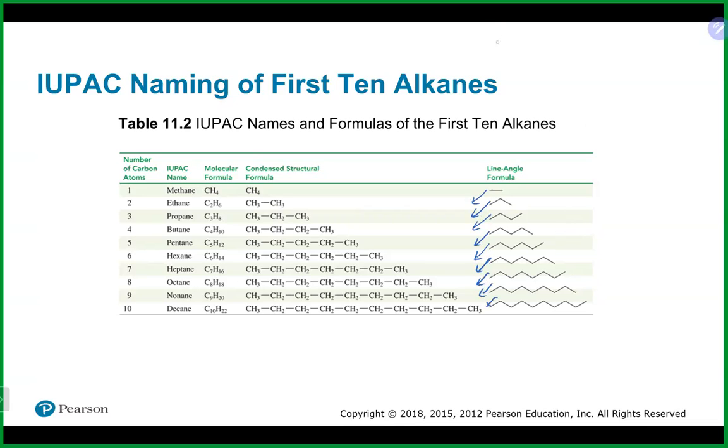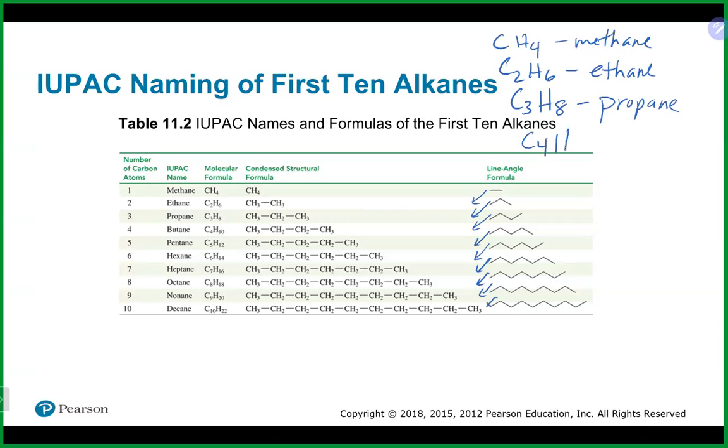All right. So first off, we have one carbon, and that means we have 4 hydrogens. That is methane, ANE. We have 2 carbons, which means 2 times 2 is 4, plus 2 is 6. That is ethane. 3 carbons is going to give us 8 hydrogens: 3 times 2 is 6, plus 2 is 8. That is propane. 4 carbons: 4 times 2 is 8, plus 2 is 10. That is going to be butane.